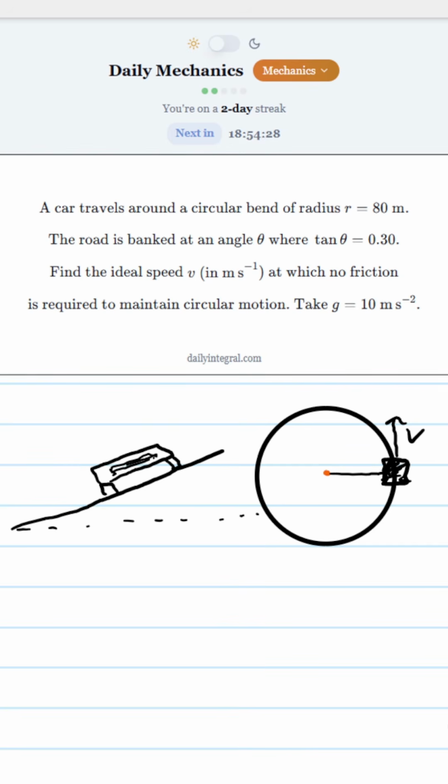Let's solve today's daily mechanics problem. A car travels on a circular bend of radius 80 meters. The road is banked at an angle theta, where tangent of theta is equal to 0.3. We need to find the ideal speed so that when there's no friction, it can maintain its circular motion.